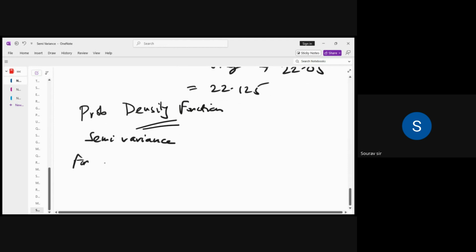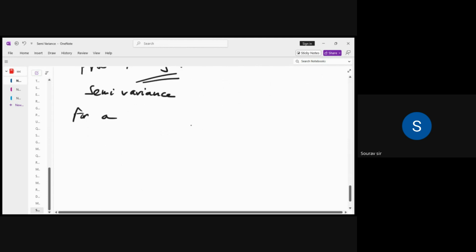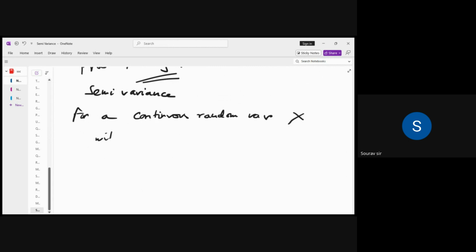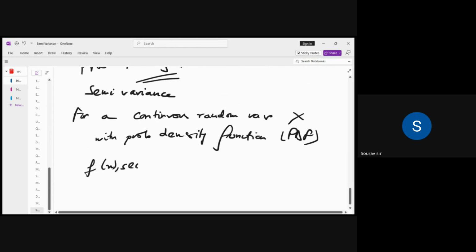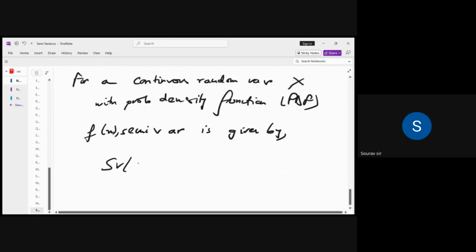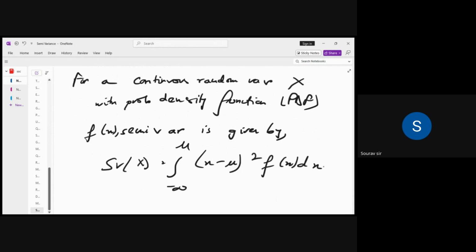Semi-variance, what is it? For a continuous random variable x with probability density function f of x, the semi-variance is given by V of x equals the integral from minus infinity to mu of (x minus mu) squared f of x dx.